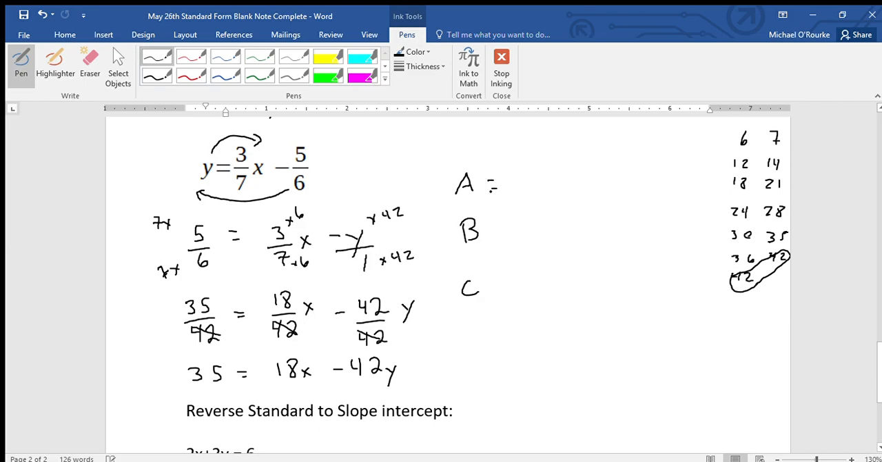Now, the a is the number in front of the x, so that's 18. The b is the number in front of the y, so that's negative 42. And my c is 35. So that's the hardest question you'll get, right?